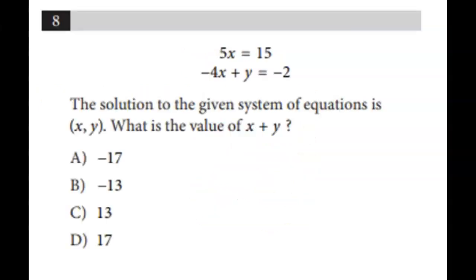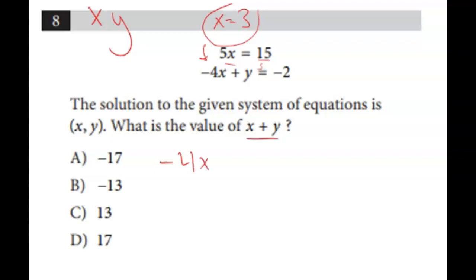Okay, number 8. The solution to the given system of equations is x, y. What is the solution of x plus y? So, what do we need to find? We need to find x and we need to find y. Very easily, they kind of give it to us here where x will equal 3, because if we divide 15 by 5, we know that it's 3. So, x equals 3 and we can plug it into this equation to find y.